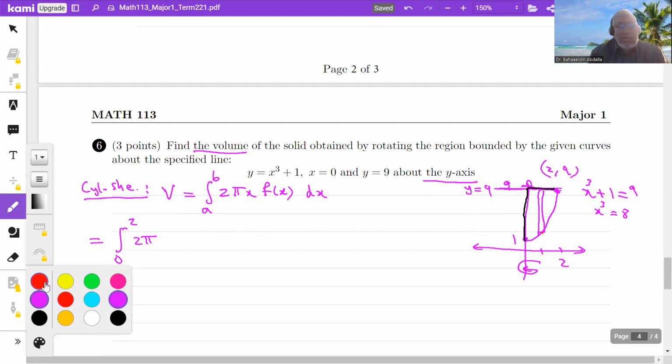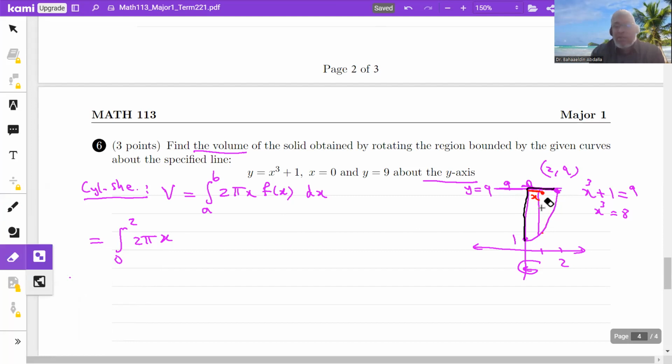The radius is always the distance from the rectangle to the axis of rotation, this distance. And this distance is always x. So I have x here. And f of x is the height of this rectangle. And you can see that for the height, you have to find the length of this line segment. How do we find the length of this line segment?